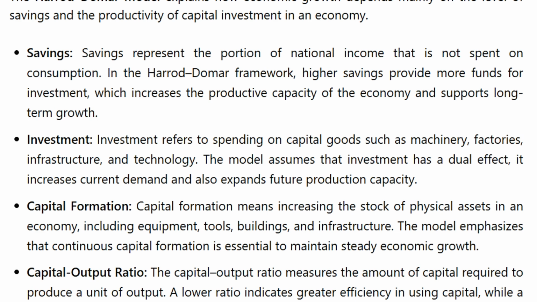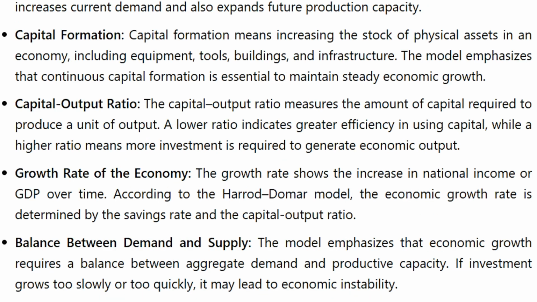Capital output ratio. The capital output ratio measures the amount of capital required to produce a unit of output. A lower ratio indicates greater efficiency in using capital, while a higher ratio means more investment is required to generate economic output. Growth rate of the economy. The growth rate shows the increase in national income or GDP over time. According to the Harrod-Domar model, the economic growth rate is determined by the savings rate and the capital output ratio.